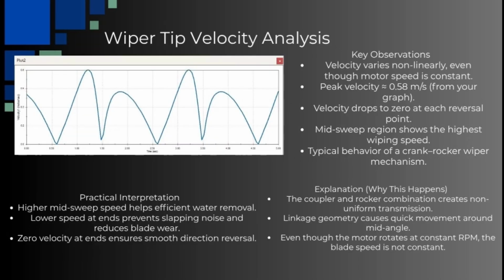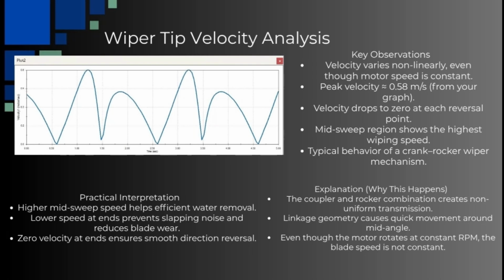This slide focuses on how quickly the tip of the wiper blade moves while the motor itself spins at a constant speed. The velocity of the wiper tip changes non-linearly. Peak velocity of 0.58 meters per second in the central sweep region. Velocity minima at the ends of each sweep. Velocity reaches zero exactly when the blade reverses direction.